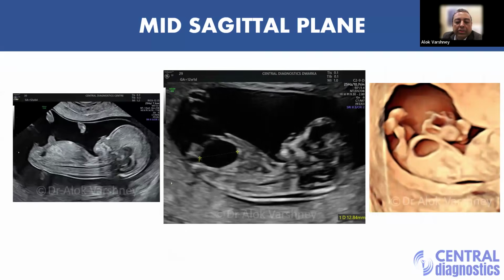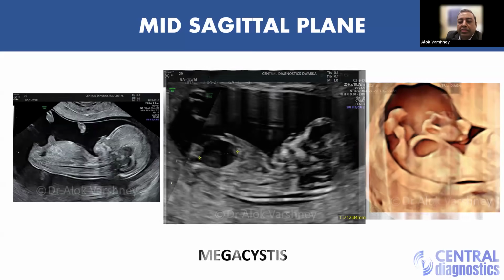One more case in which we see in the mid-sagittal plane, the bladder is very, very distended. It should not be that much distended. This is more than 7 millimeters. This is 12.8 millimeters in size. So we know this is megacystis. So all these conditions can be simply diagnosed when we are paying attention to the CRL plane.